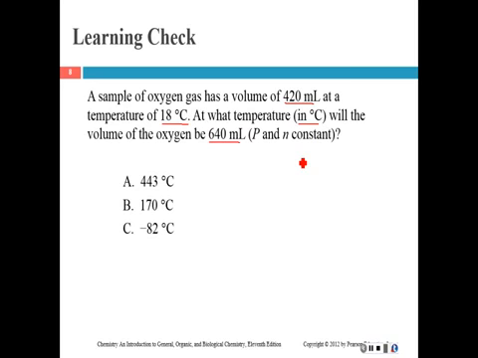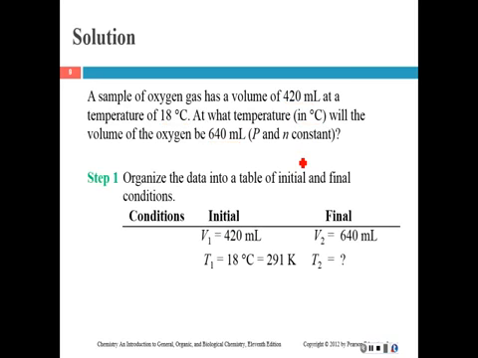Alright, here's the solution. We copy out the data and label it, so you can see we're looking for T2. Notice that the 18 degrees centigrade is changed to Kelvin right away. Now before we go any further, let's predict what T2 will be compared to T1. What's happening to the volume? If the volume goes up, then the temperature should go up. That means T2 has to be bigger than 291 Kelvin.